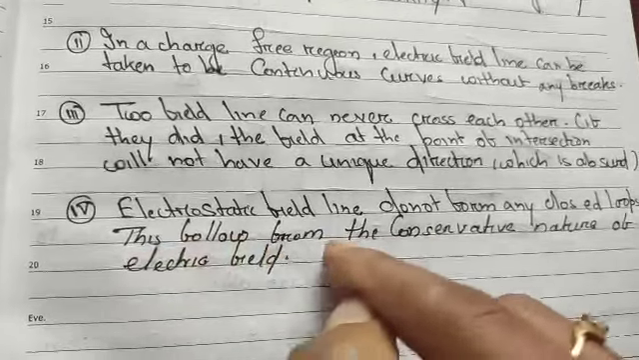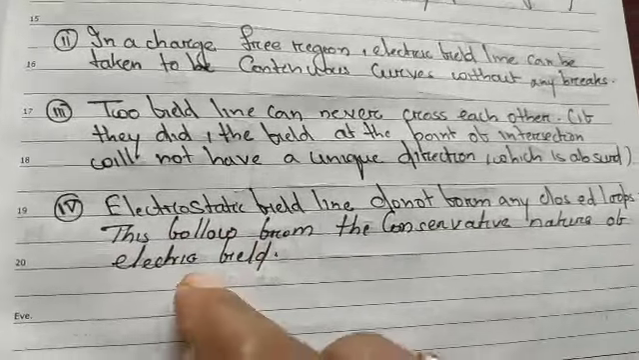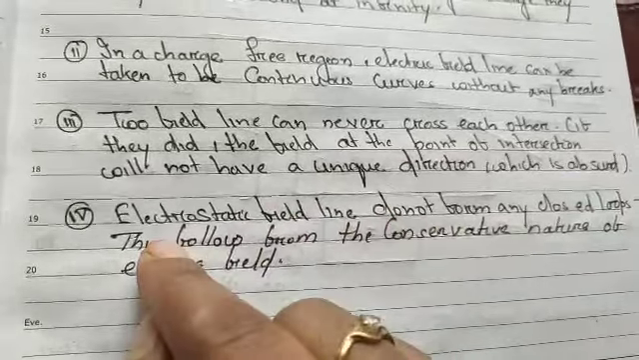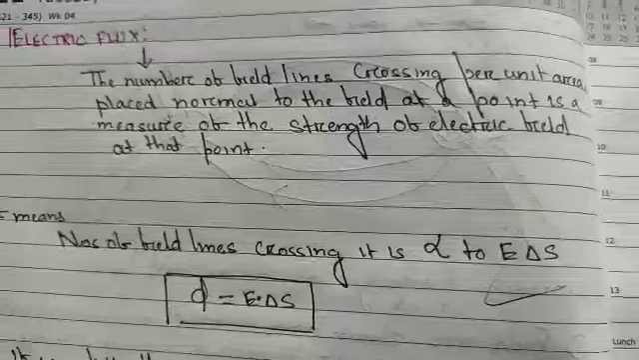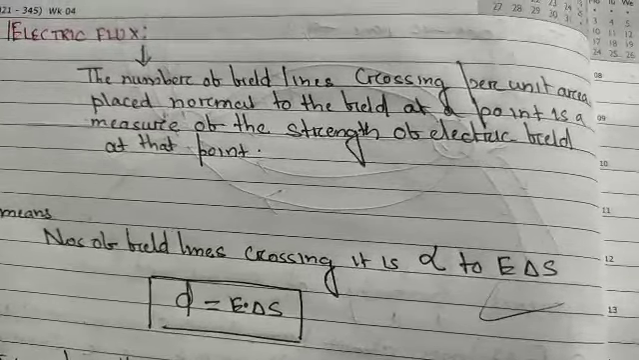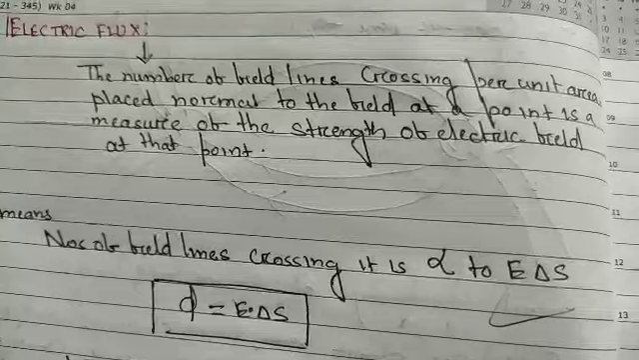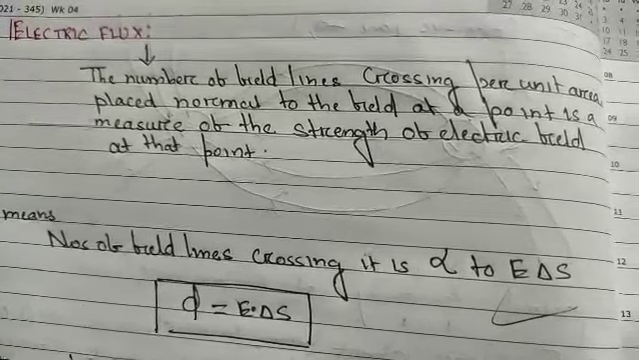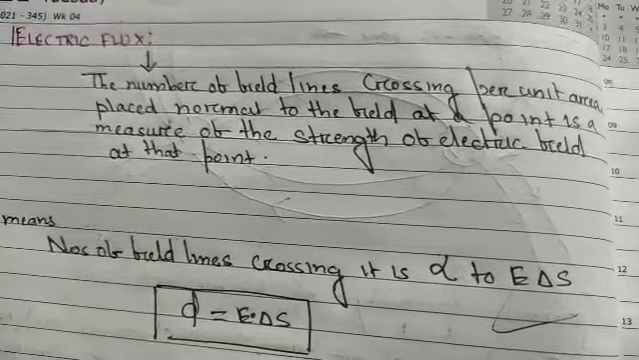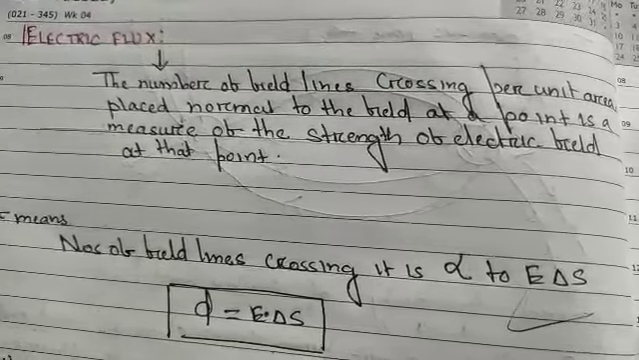This follows from the conservative nature of the electric field. It means electric field lines never form a loop, but start from one end and end at another. And now students, we will move to the concept of electric flux. What do you mean by electric flux? If you understand in the simple manner, it means the number of electric field lines crossing per unit area. This is the normal way in which we describe it.